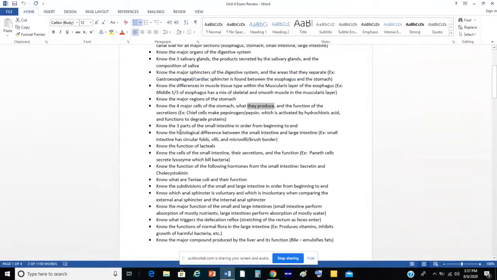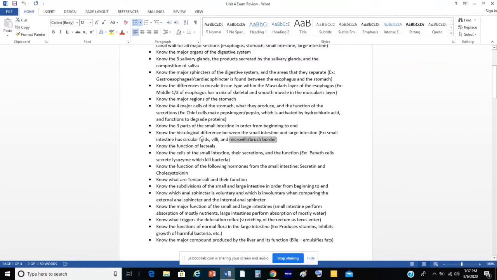So those are cells. And then you got to know the three parts of the small intestine in order. We saw that in lab. It's duodenum, jejunum, and the last part is the ileum. We know from lab some things we'll see when we look at these parts of the small and large intestines under the microscope. We know when we look at small intestines, duodenum, jejunum, and ileum, we will see villi, mucosa. We'll see that brush border, the microvilli.